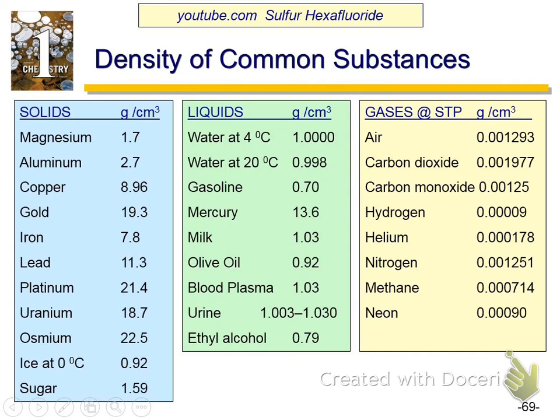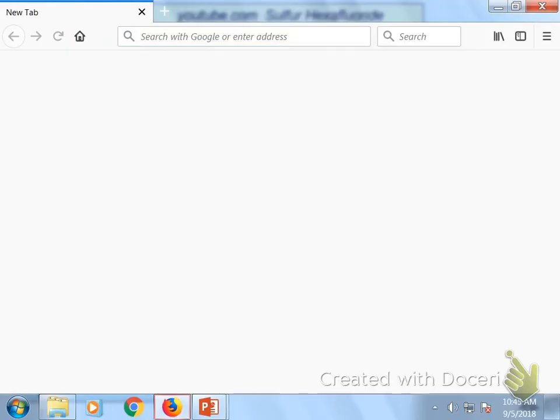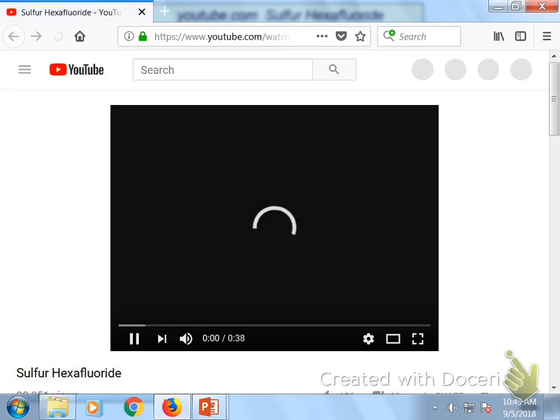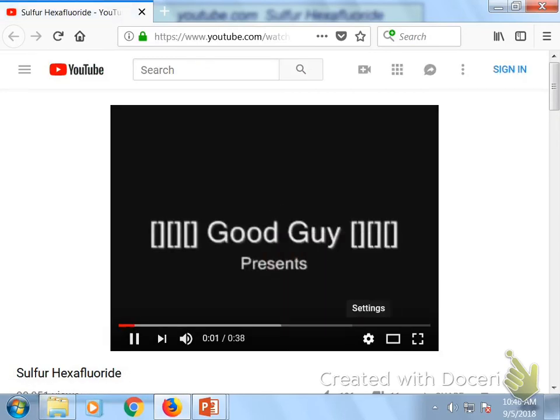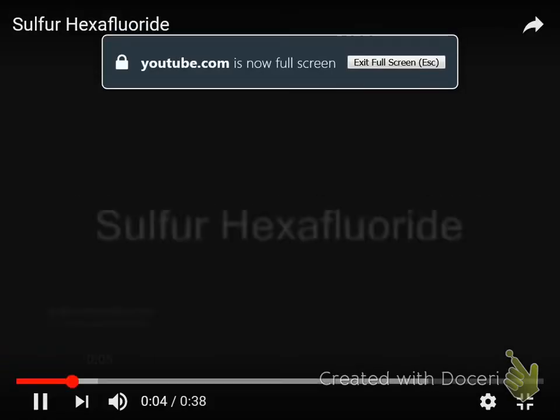This is sulfur hexafluoride, SF6, which is a chemical compound. It's a gas, but it has a high density, about 5 times that of air. And if we get it to play, it will be interesting. While we're getting this up, go ahead and get your Socratic out there.